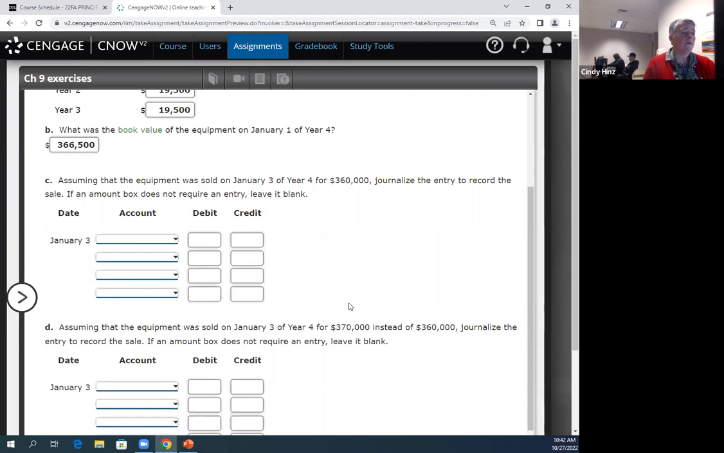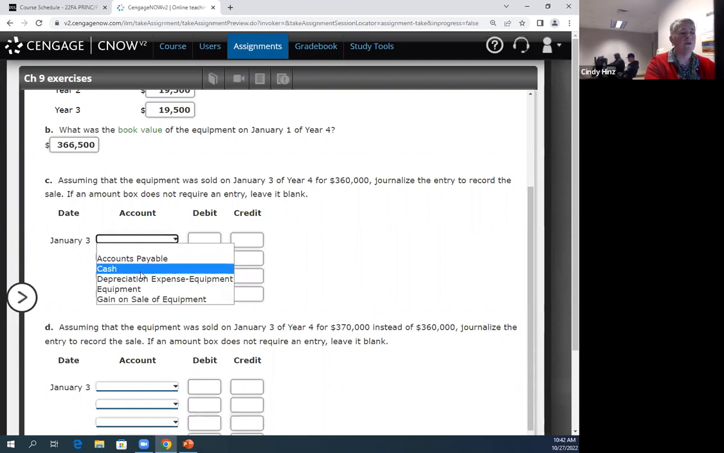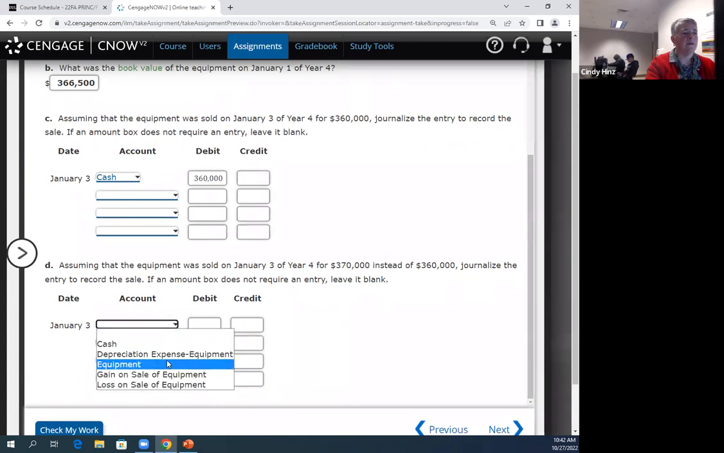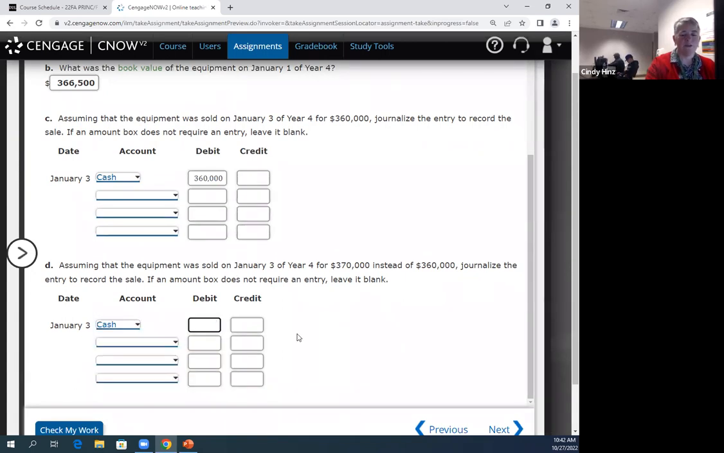And so when we sell the equipment, our journal entry is always going to include how much cash we got for that. As long as we sell it, there's going to be some cash involved. In letter C, that cash was $360,000. In letter D, we still have cash involved, but now it's $370,000. But anytime cash changes hands, we know that's going to be included in our journal entry.